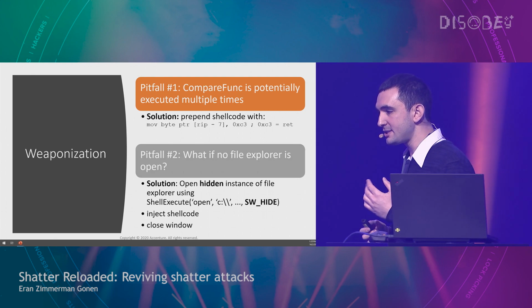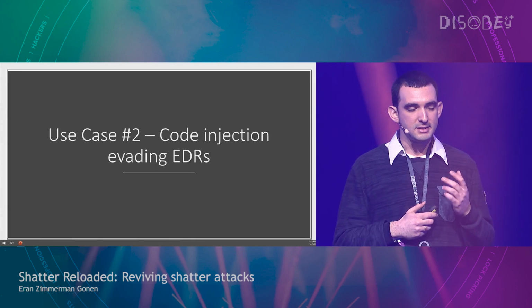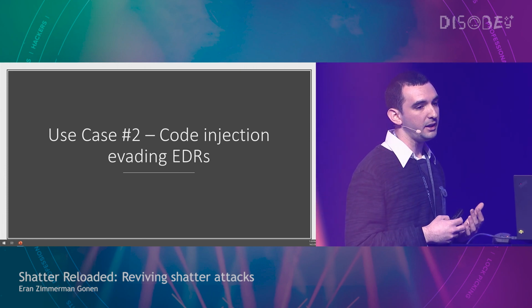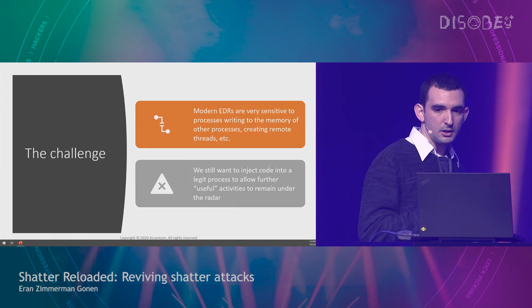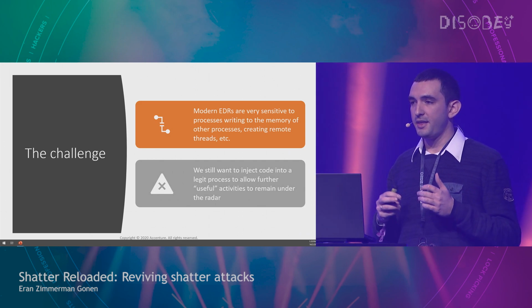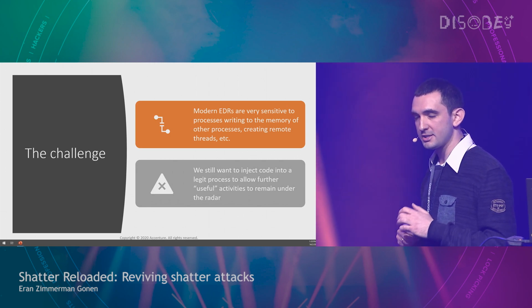So that was the first use case that we saw for this Shatter attack, this sandbox escape. And the second use case is that we wanted to inject code whilst evading EDRs. Modern EDRs, or endpoint security mechanisms, are very sensitive, and they really don't like it when you try to inject code from one process to another.